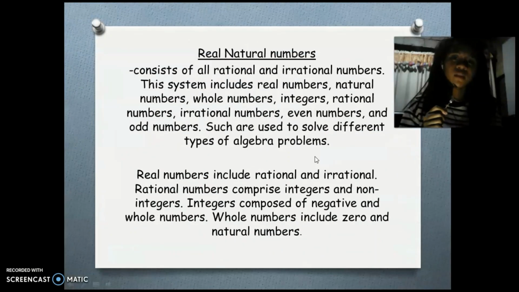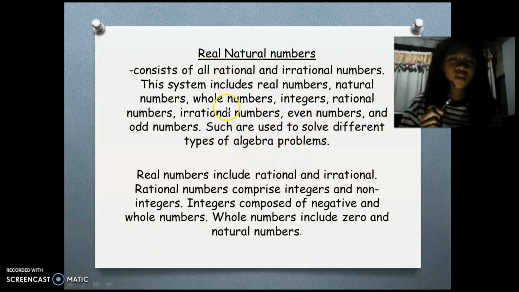So, let's define real numbers. They consist of all rational and irrational numbers. This system includes real numbers, natural numbers, whole numbers, integers, rational numbers, irrational numbers, even numbers, and odd numbers. Such numbers are used to solve different types of algebra problems.